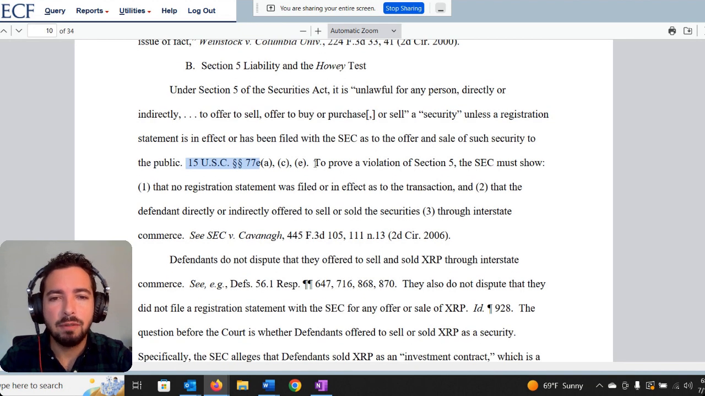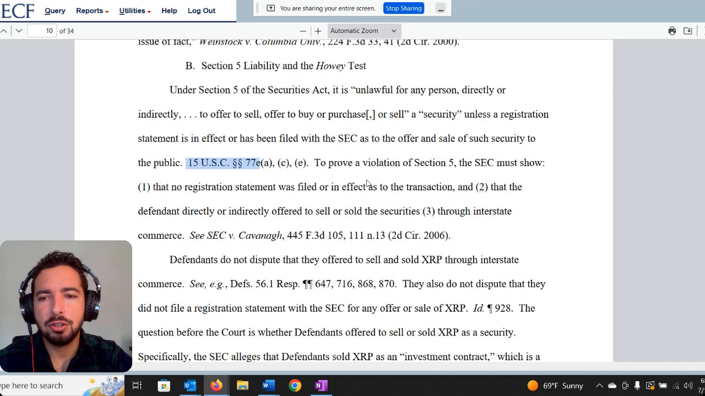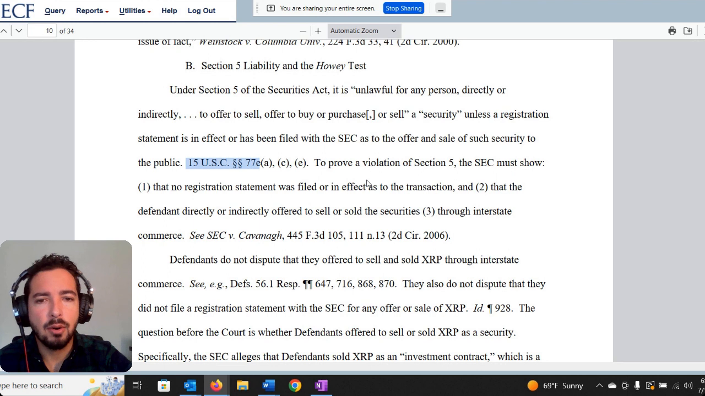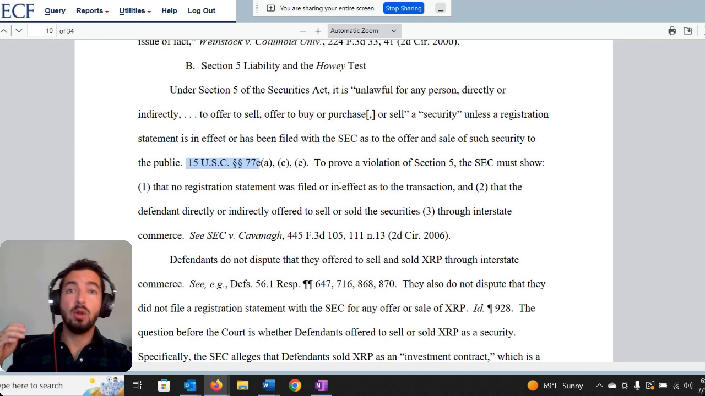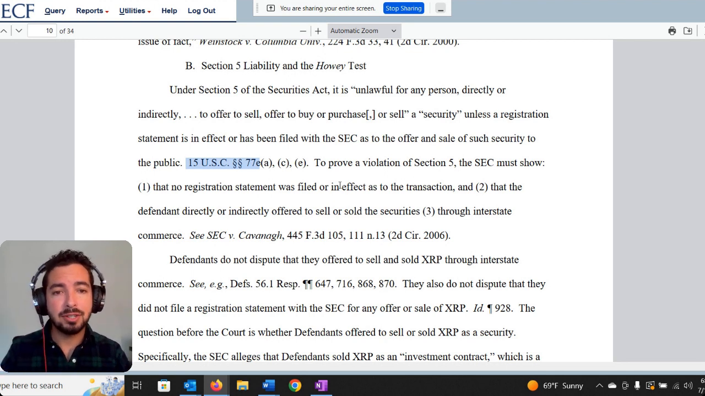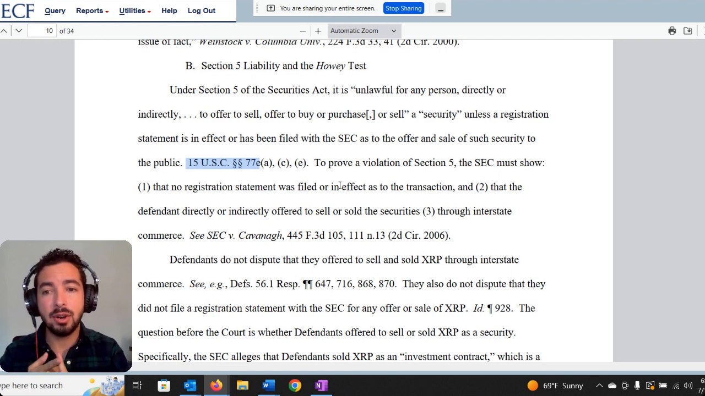Okay, so to prove a violation of Section 5, the SEC must show a couple of things, or a few things. One, that no registration statement was filed or in effect as to the transaction. And two, that the defendant directly or indirectly offered to sell or sold the securities. And three, through interstate commerce. So let's unpack this because this is what the whole case is about, right? So to prove a violation of Section 5, so to get in trouble for violating Section 5, the SEC has to show three things. One, that there was no registration statement that was filed or in effect.